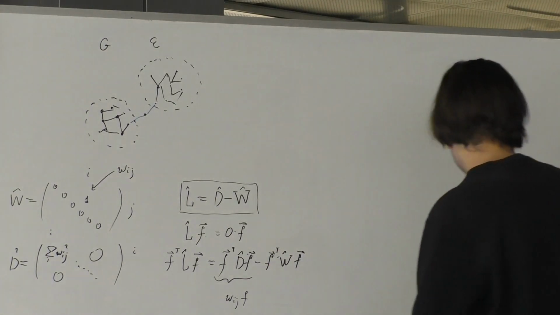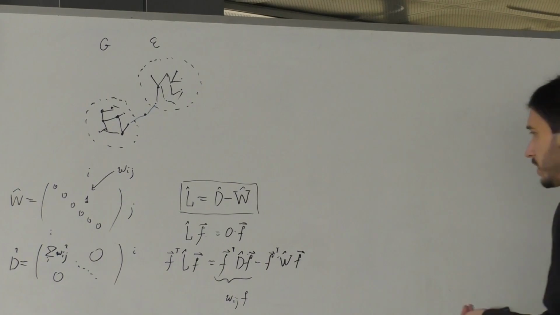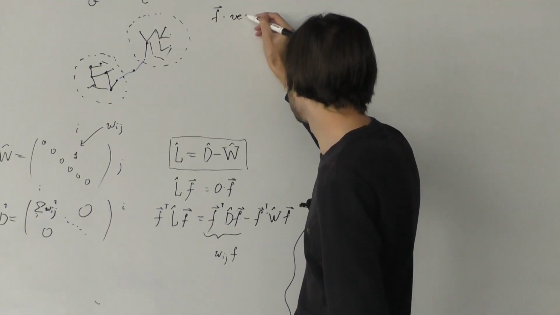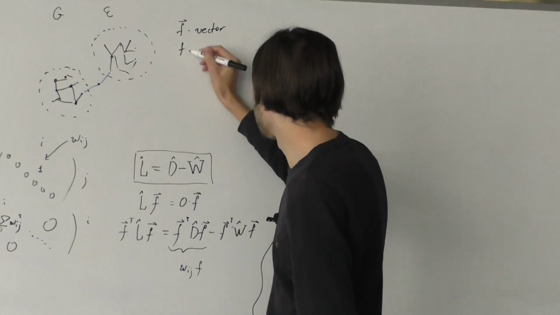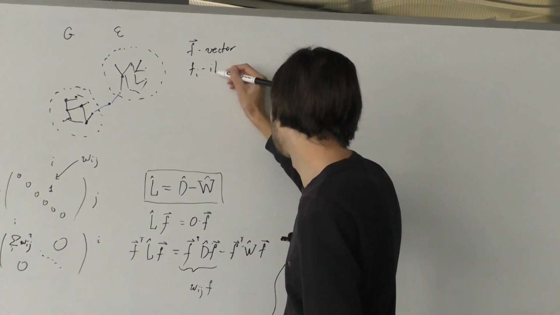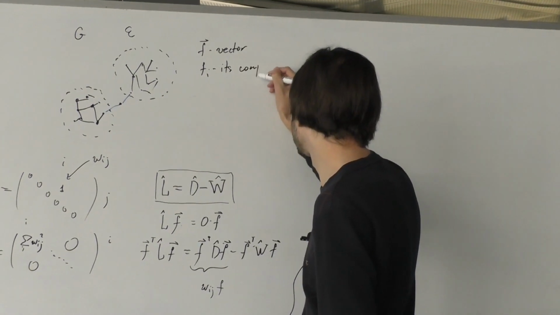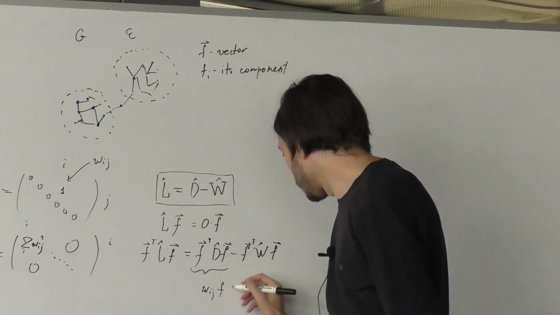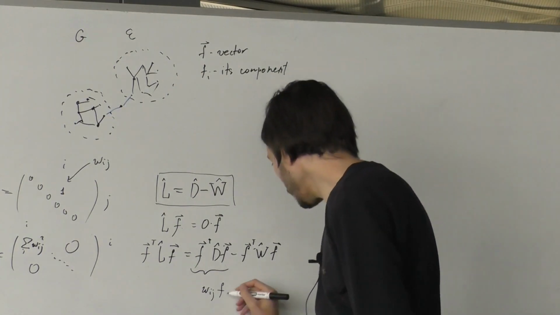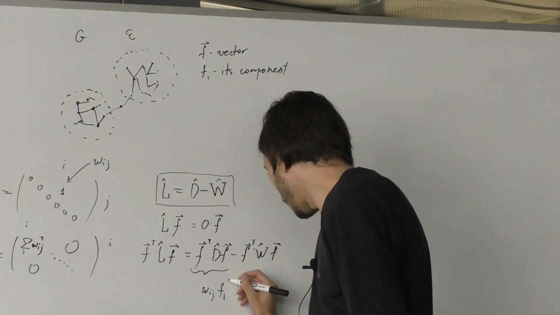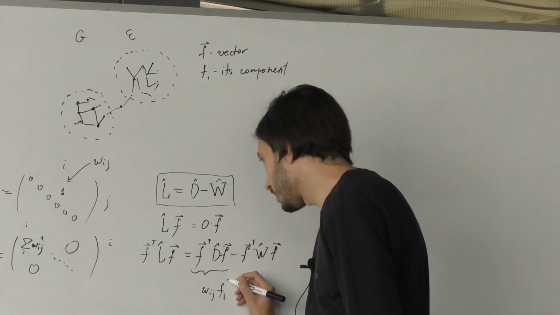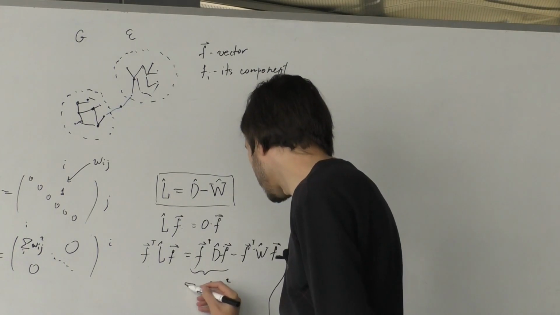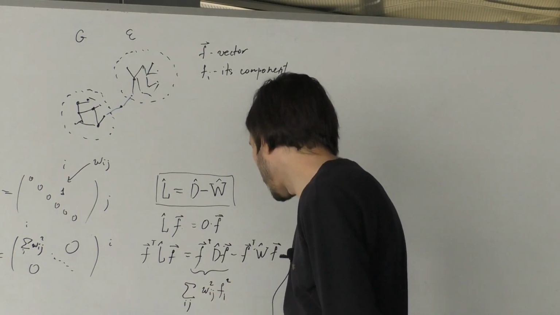Let me remove it in here. And let me say that if f is a vector, then f_i is its component. Let's do it this way. So here I will have f_i squared, this thing probably squared, and sum over i and j.